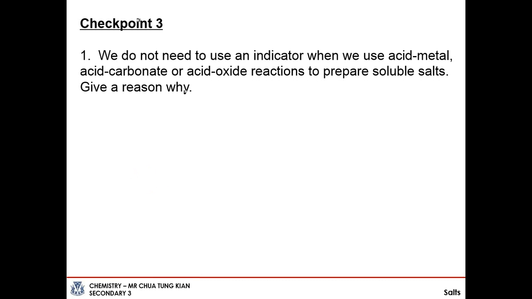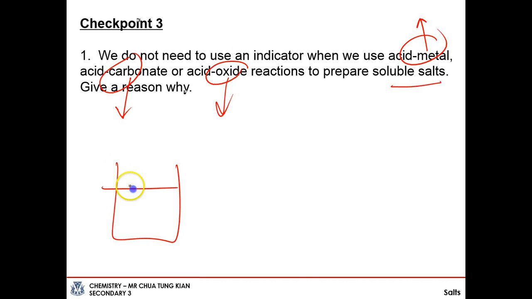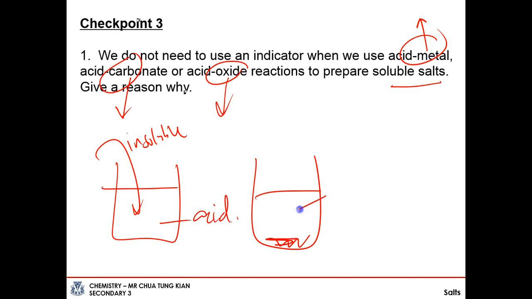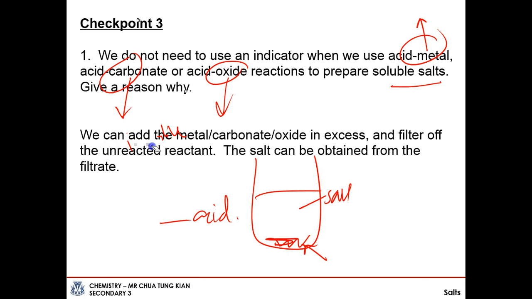Okay, so for checkpoint 3, first question: we don't need to use an indicator when we do acid-metal, acid-carbonate, or acid-oxide reactions. Why? Any idea? Quite simple, right? Because metals, carbonates and oxides are insoluble. So if I want to prepare a soluble salt, I have acid, I add in my insoluble reactant in excess, and I will simply have the salt with the unreacted reactant. Then I filter this out, and I can either evaporate to dryness or crystallize to get the salt out.